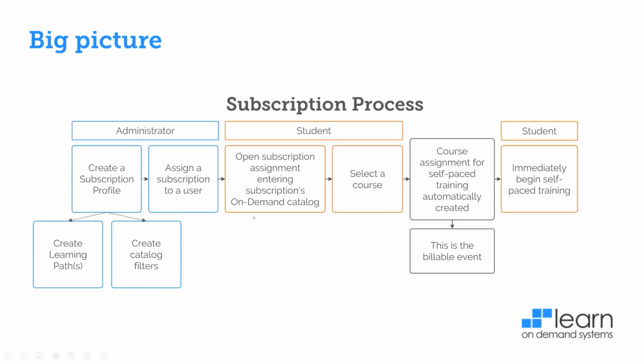Once the person has been assigned their subscription, they can open the on-demand catalog. From there, they can select a course, multiple courses. They can select any course at any time and take it as many times as they want. And once they select a course, it's going to create a course assignment for them automatically. And that is the billable event. And after that course assignment is created, they can immediately begin taking self-paced training.